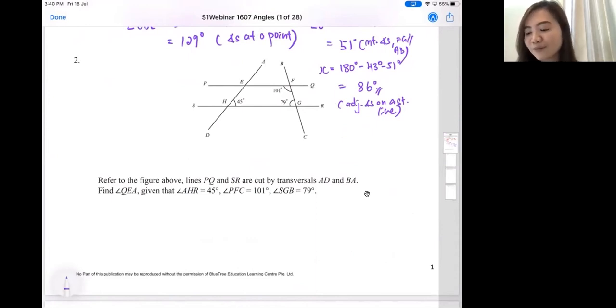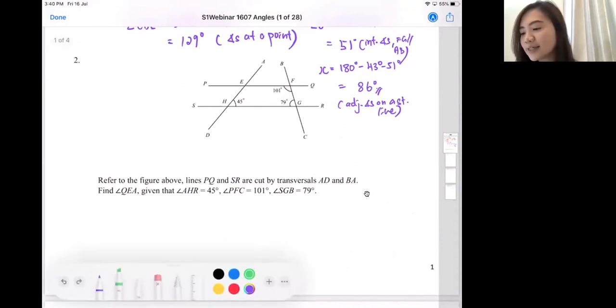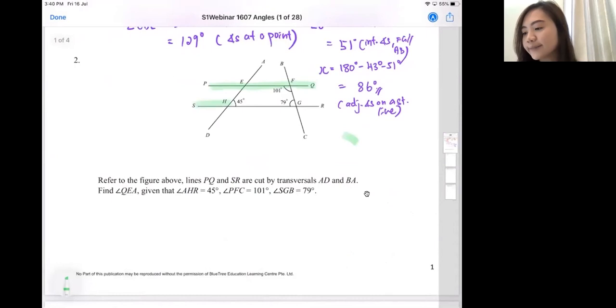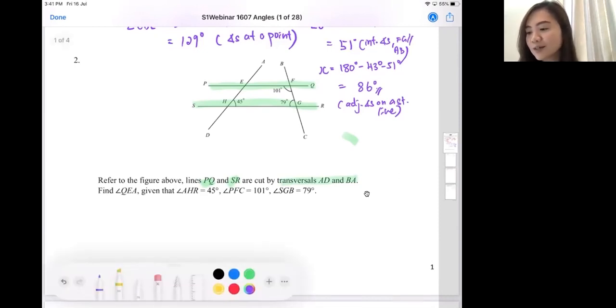Refer to the figure above. Lines PQ and SR, over here. They say that PQ and SR are cut by the transversals AD and BA. So they are cut by these two transversals.